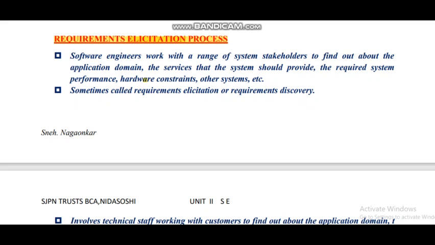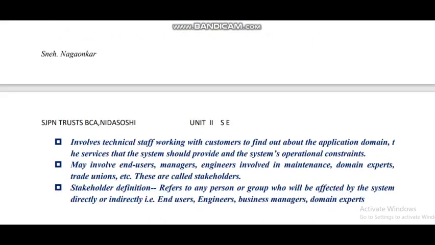It will also help them to find out what services they need to provide to the customer, in order to increase the performance of the software. So in short, requirement elicitation process is all about collection of information or discovering of information from different kinds of users, which will help them to finalize the hardware and software requirements of the system. Sometimes, as I told you, elicitation is also called discovery of requirements.